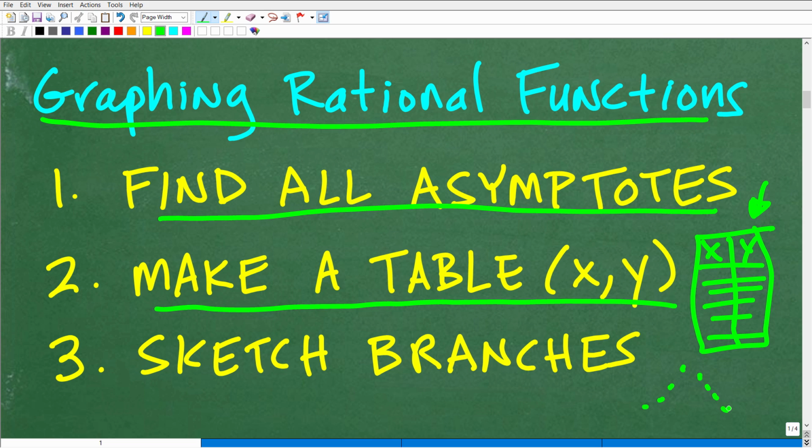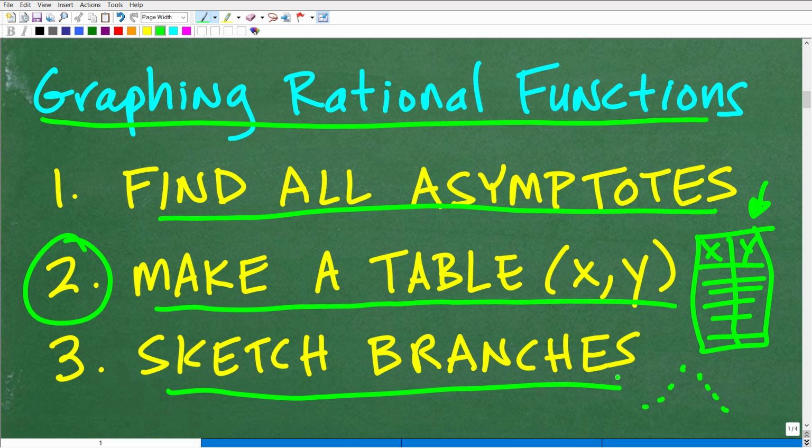So when in doubt, let's suppose you forgot everything about asymptotes and you're like, I have no idea what to do. Listen, make yourself a table of values, and if you have enough points, you should be able to see the general behavior. So this is a really good tip for functions beyond just rational functions. And then last but not least, once we have this table and our asymptotes, our boundaries, we're going to sketch the branches of these rational functions.